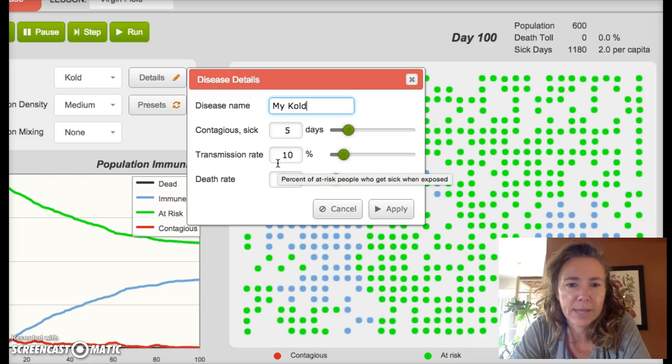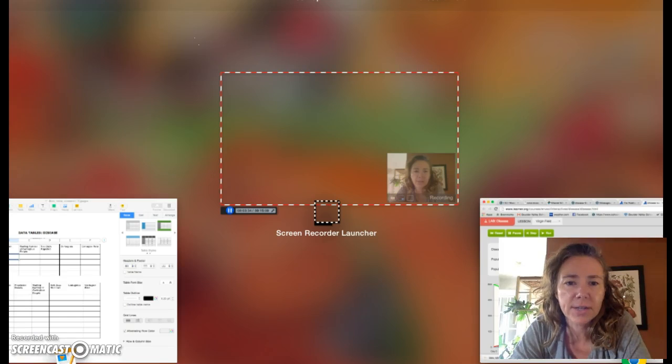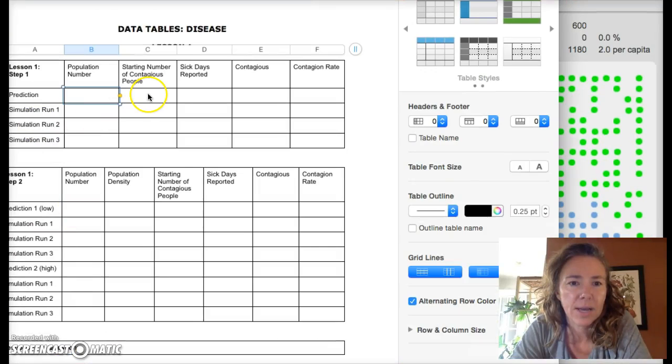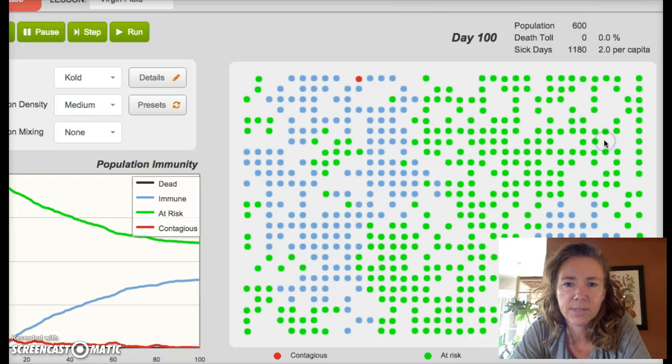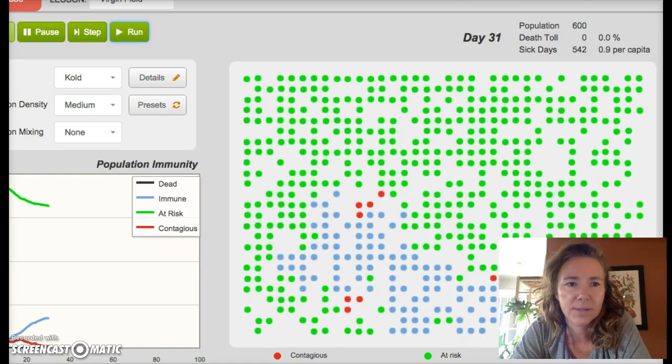Transmission rate was about 10%. Death rate was 0. Thankfully, no one died. People were sick and therefore contagious for about 5 days. This is a medium population density, but I can play around with the number of people if I wanted to. So going back to your data table, over here, starting number of contagious people, in that case, was it 2? Let's reset and run again. We'll do trial 2.